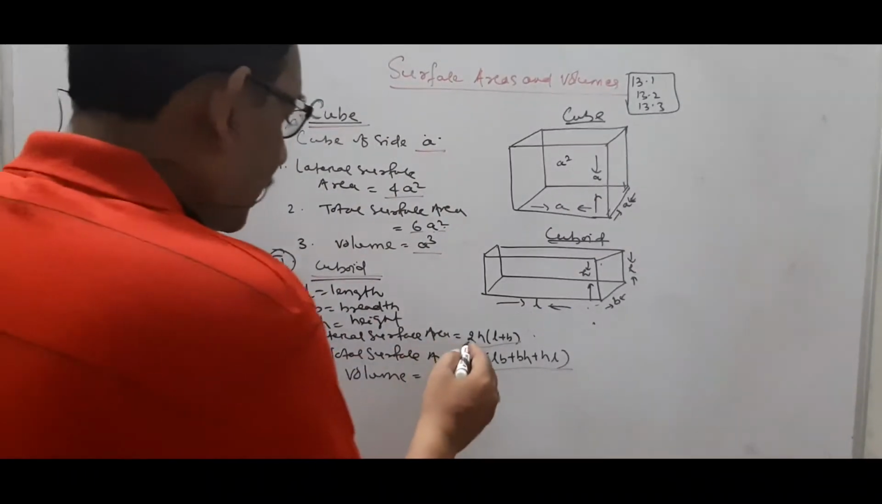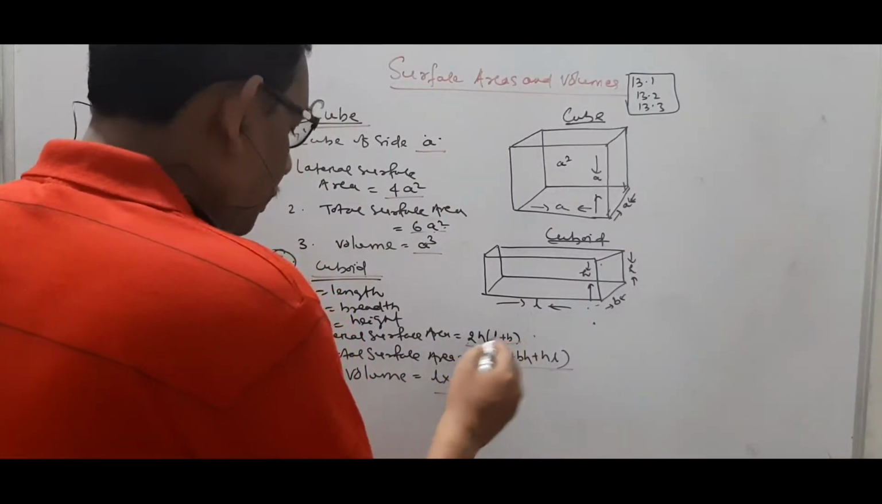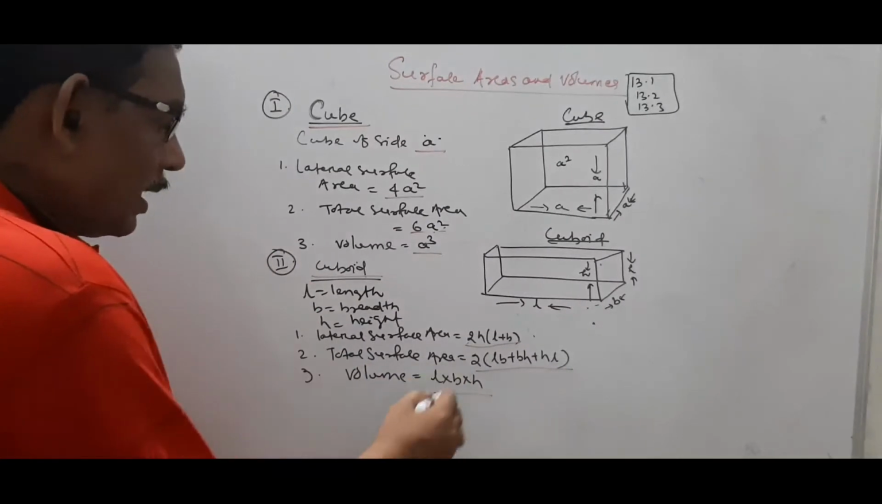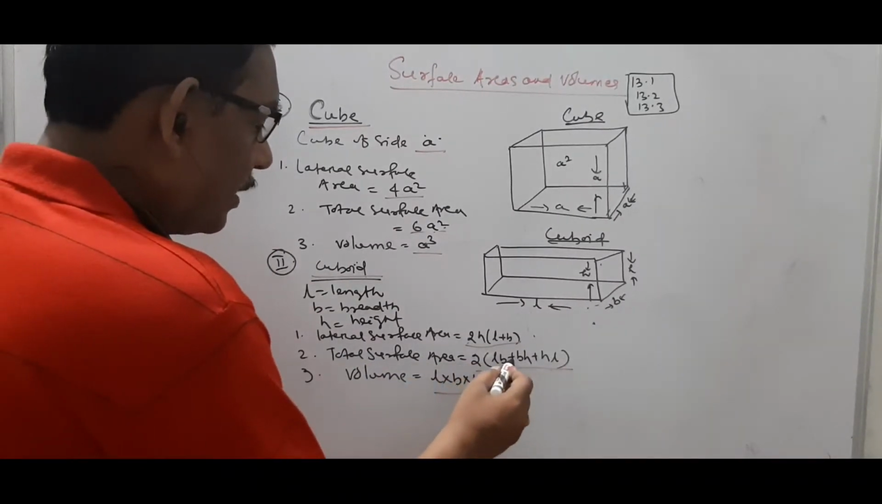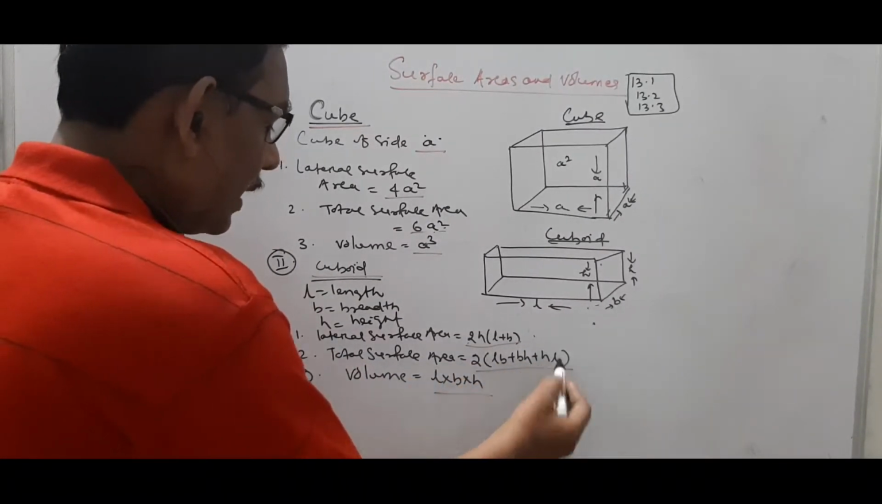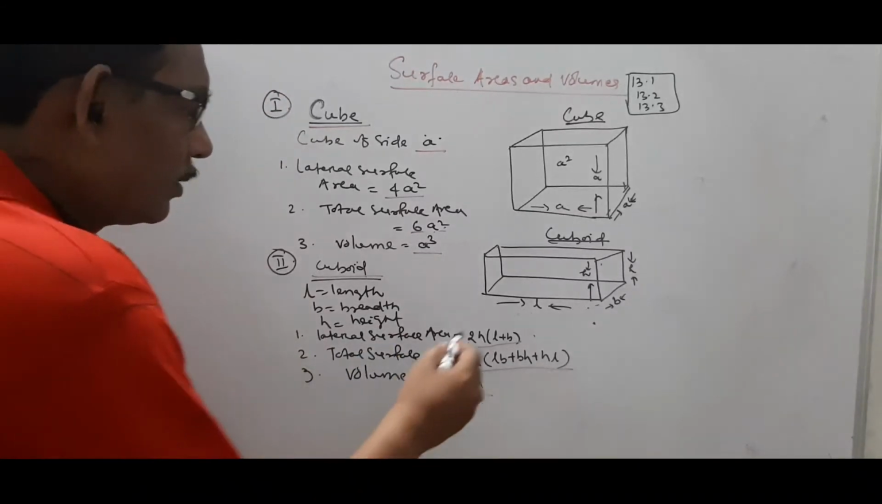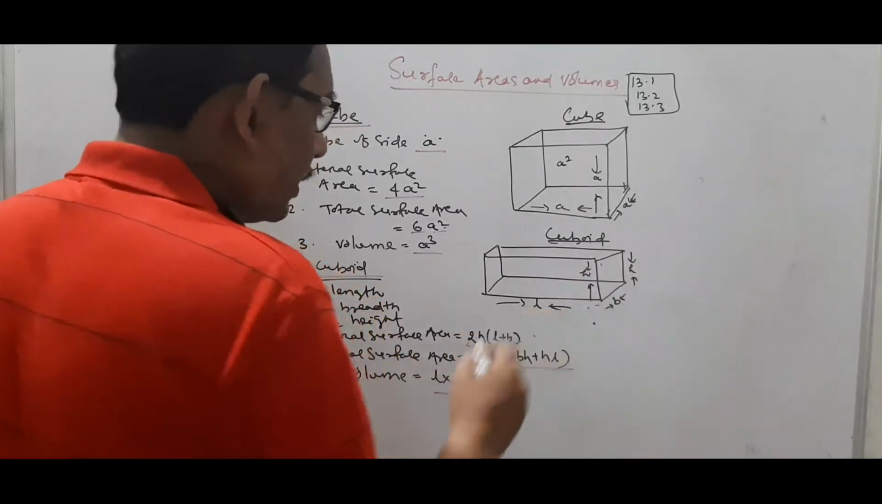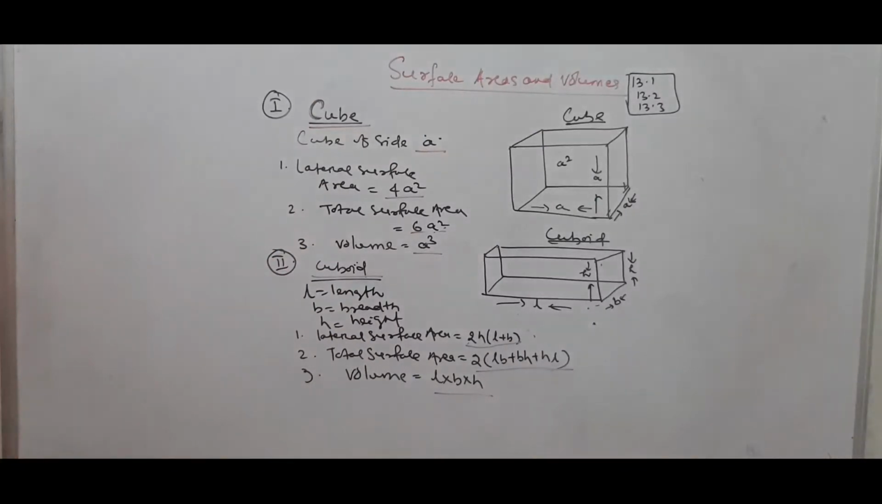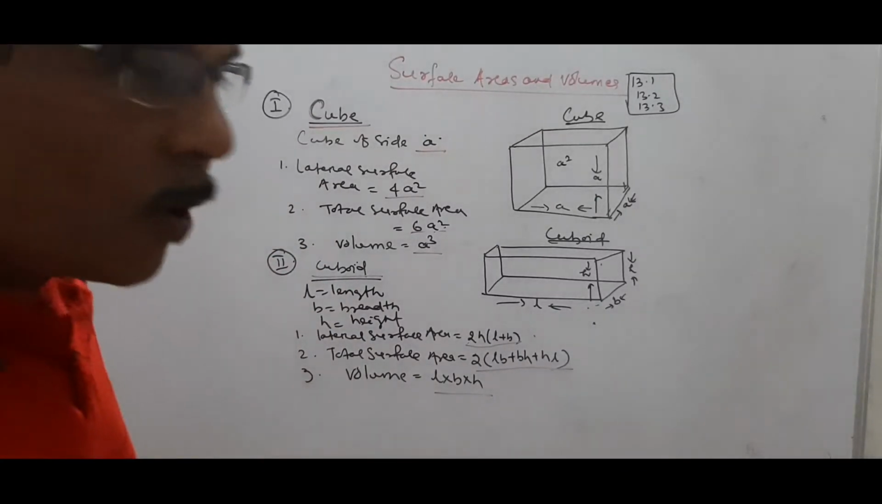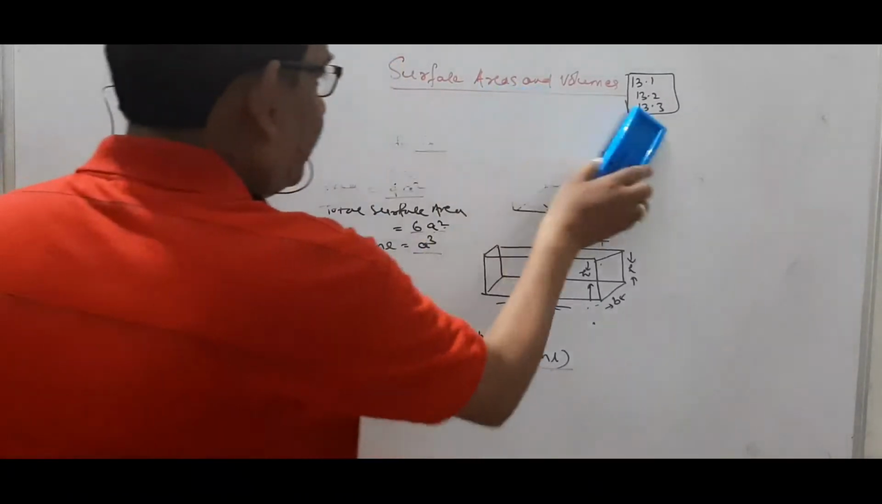So lateral surface area is equal to 2 into h into l plus b. Total surface area is 2 into lb plus bh plus hl. Volume is length into breadth into height. So this is all about your cube and cuboid. Proceed to next.